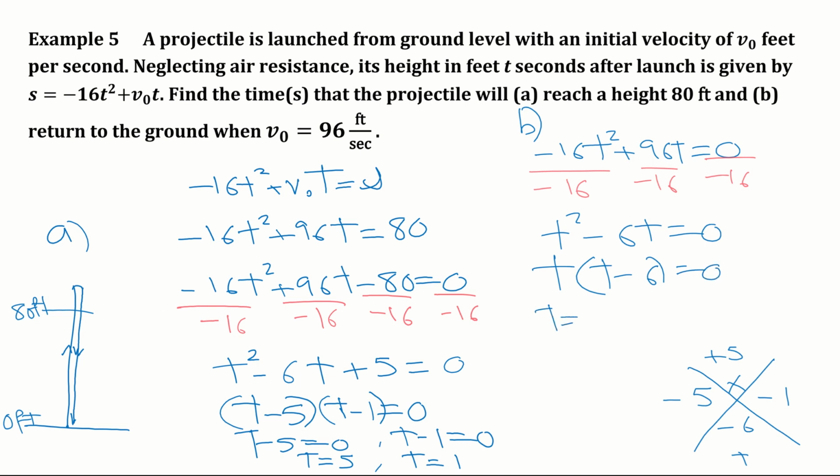Apply the zero factor property, so either t is 0 or t minus 6 is 0, which gives me t equals 6. So there are 2 times for the second part as well, which makes sense. Obviously, it's going to hit level 0 before it takes off, and once again when it returns. So t equals 0 is right at the moment of takeoff, and t equals 6 is when it comes back down to the ground level. So it's going to reach the ground level after 6 seconds.